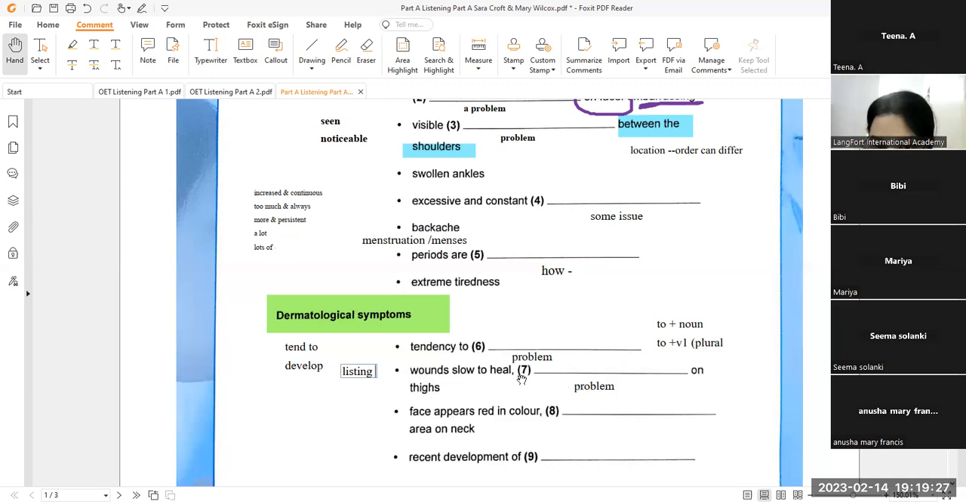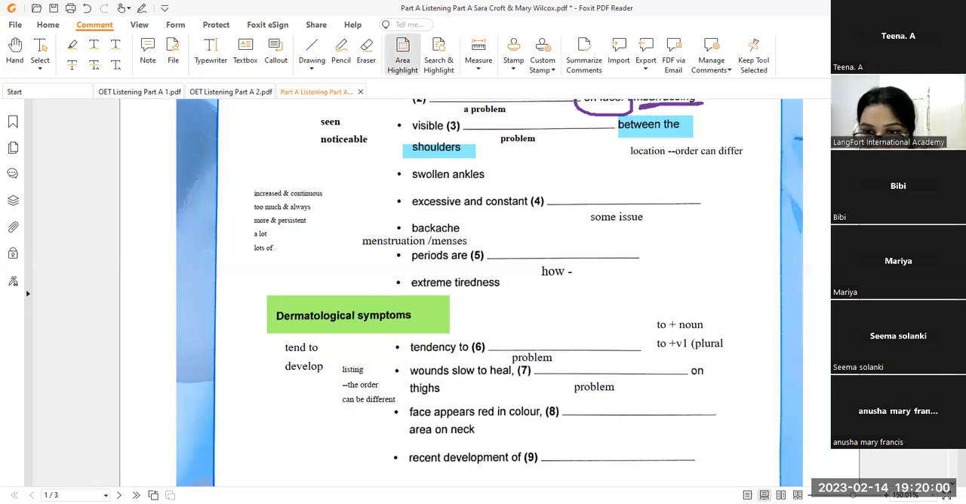See here, wounds slow to heal, dash on thighs. We are looking for a problem on thighs, and remember, this is a list. Whenever lists are involved in OET Part A listening, the order can be different. They might say the problem on the thighs first, then mention the wounds, or maybe they might say the same order. But this is a common trend in OET listening. Whenever they list things, they tend to change the order compared to what they have given.